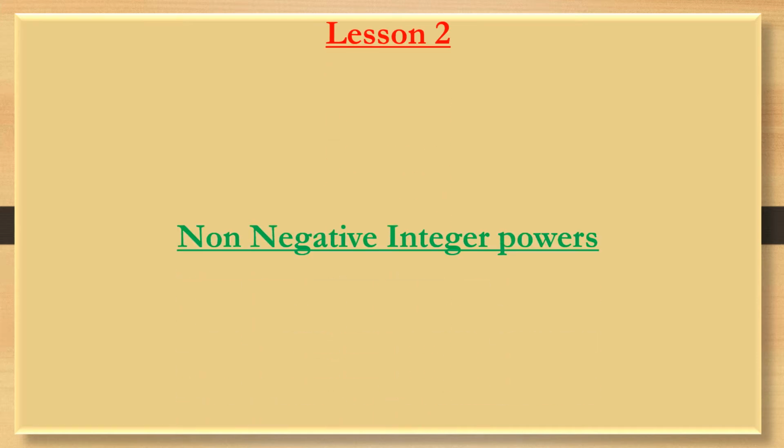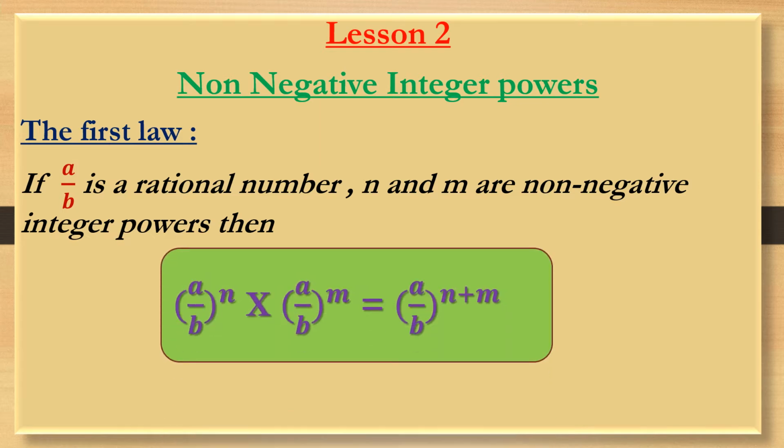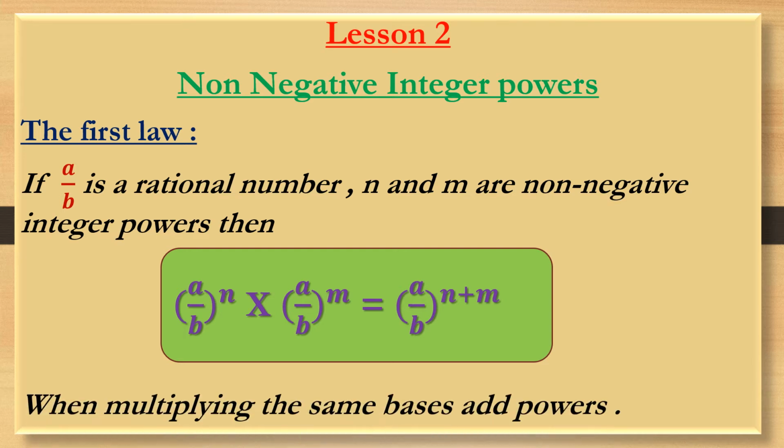You must know the first law in our lesson. If a over b is a rational number, and n and m are non-negative integer powers, then we can say that (a over b) power n times (a over b) power m, the same basis, we multiply the same basis here, so we add the powers, so it will be (a over b) power n plus m. So when we multiply the same basis, we add the powers.